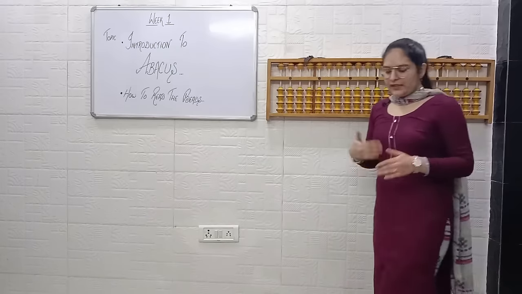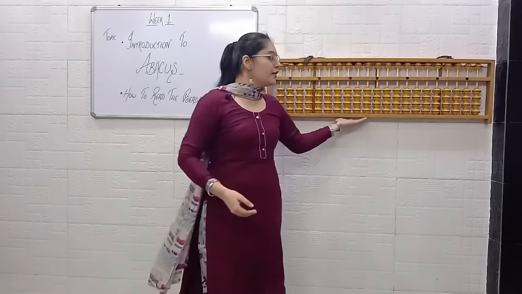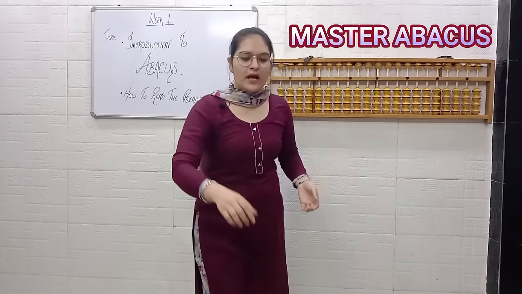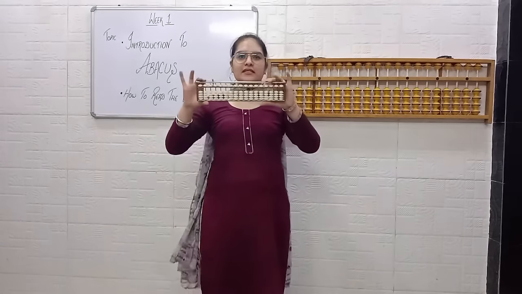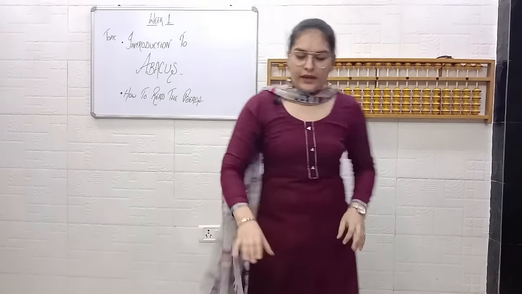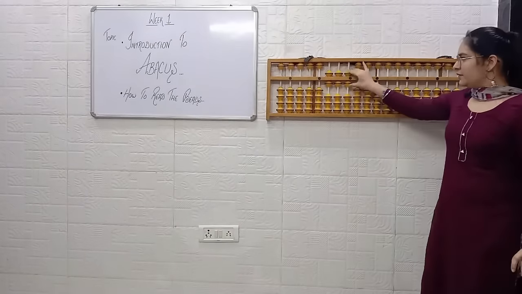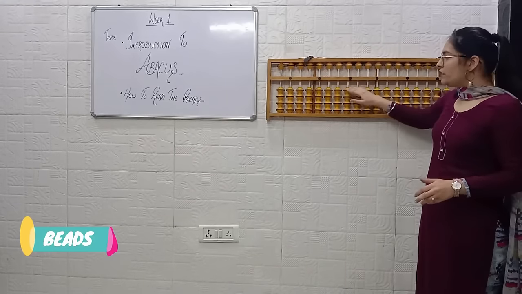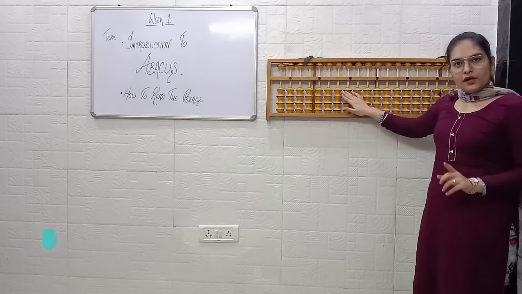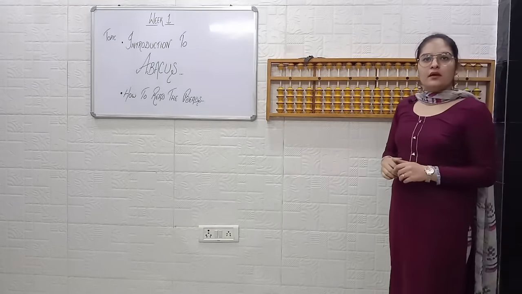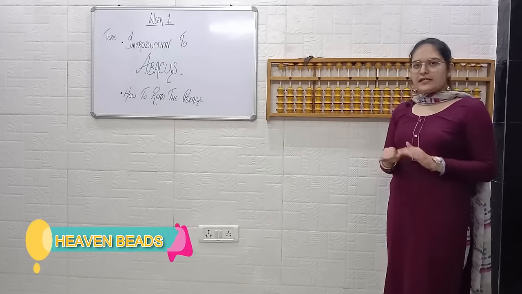It's clear? Let's just revise till here. What is this? Master Abacus. You have to answer. And what is this? Student Abacus. Good. Okay. So what are all these? Beads. The beads which are downwards? Earth beads. Yes. And the beads which are upwards? Heaven beads. It's clear till here?